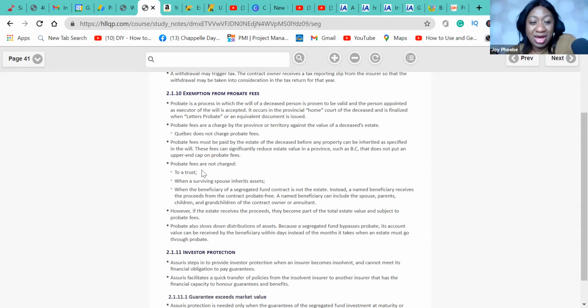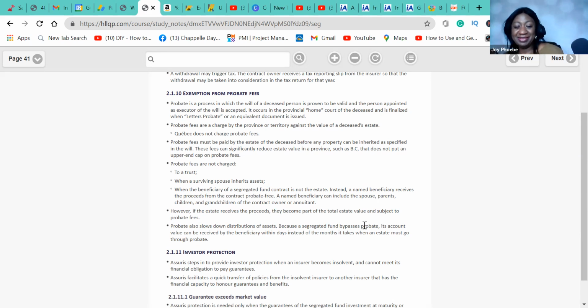Wow, probate fees are not charged to a trust. When the beneficiary of a segregated funds contract is not the estate, instead, a named beneficiary, such as a surviving spouse, children, or grandchildren of the contract owner or annuitant, receives the proceeds from said funds probate free. However, if the estate receives the proceeds, then they become part of the total estate value. Also, probate slows down distribution of assets, but because the segregated fund bypasses probate, the beneficiary can receive it almost immediately.